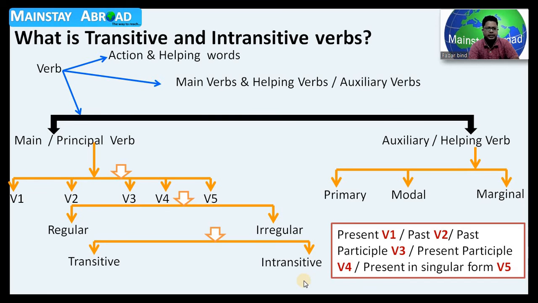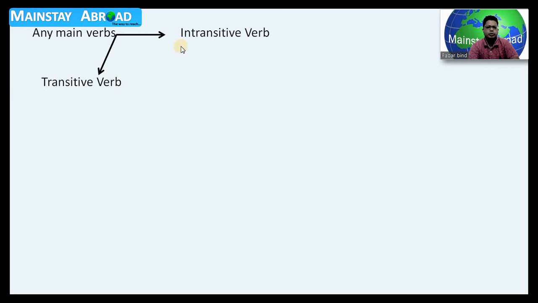Now I'm going to clear what is transitive and intransitive. You can notice here any main verbs, any main verb, may be regular or irregular forms. Remember this one, transitive verb and intransitive verb can be well understood from here. So let's talk about both the things, transitive and intransitive. We'll discuss from here.